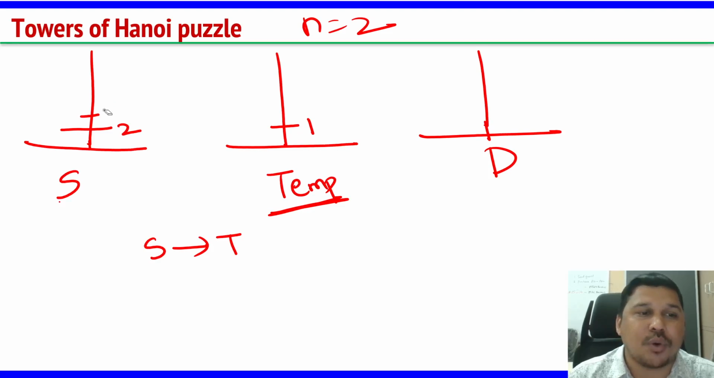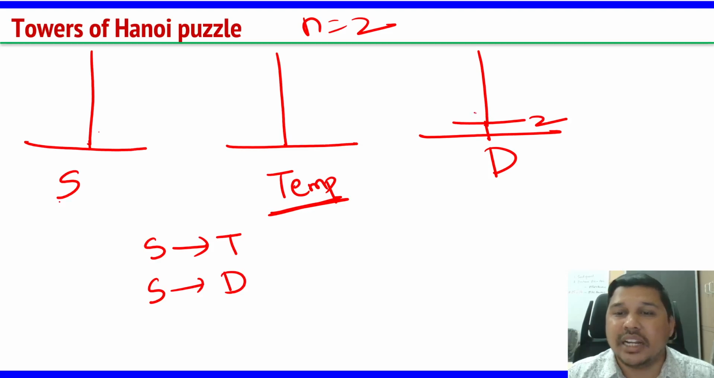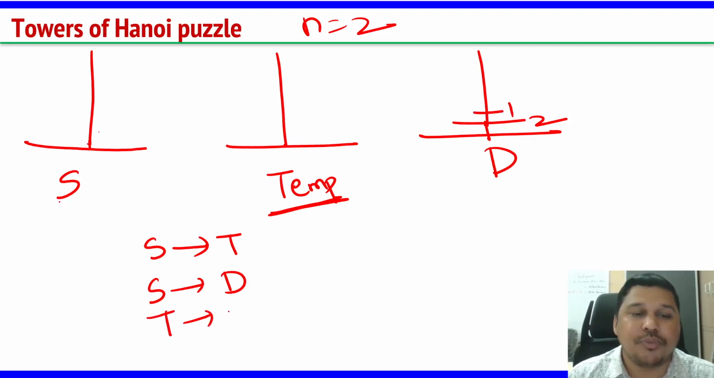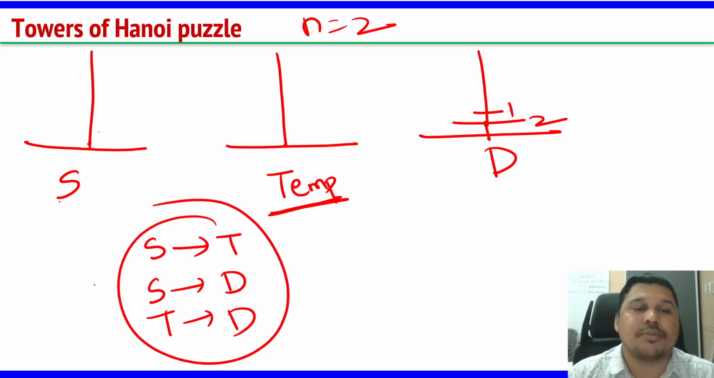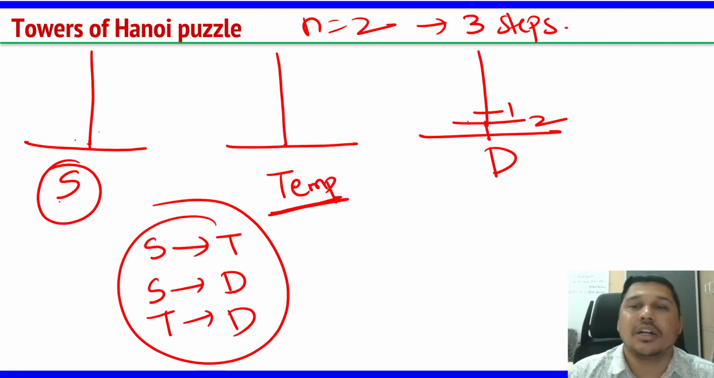After that, this is gone now. Next, what will you do? You will move this 2 from source to destination directly. So, the next step is source to destination. So, this 2 is gone and we got it here. Then the third step is to move the disc from temporary to the destination, like this. So, it is from temporary to destination. So, these 3 steps we take to shift the discs from source to the destination. If the number of discs is 2, within 3 steps we can move them from S to D.